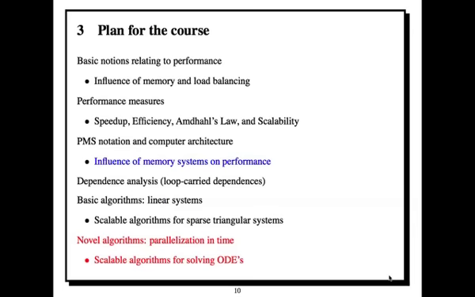So here's the plan for the course. First of all, I'm going to talk about some really basic notions: influence of memory and load balancing on performance measures, speedup, efficiency, Amdahl's law, and scalability, computer architecture notation, and this will give us a way to see visually the influence of memory on performance. Then I'll switch over to dependence analysis, to look at loop-carried dependencies and how one can deal with that. This is something that's critical. It often ends an argument about whether or not you can parallelize a loop.